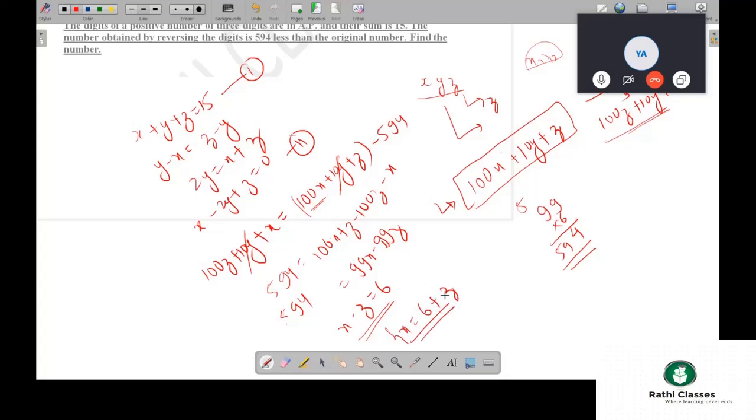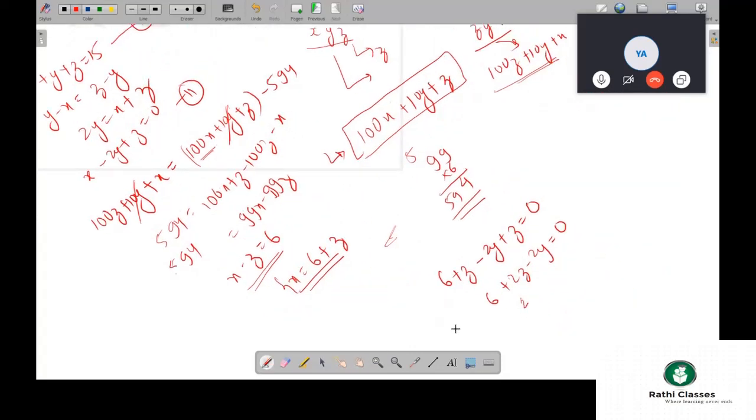I will be substituting this equation over here. Let me see what happens. 6 plus z minus 2y plus z is equal to 0. This implies 6 plus 2z minus 2y equals 0. Or else 6 plus 2z equals 2y. Or y is what? 3 plus z. So I have y in terms of z, and x in terms of z.